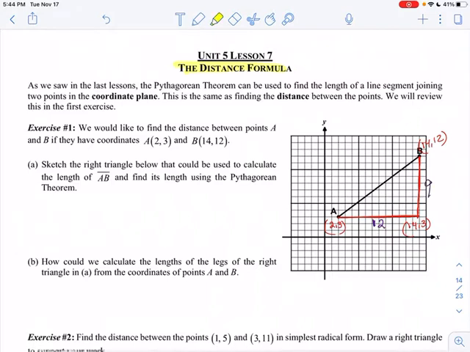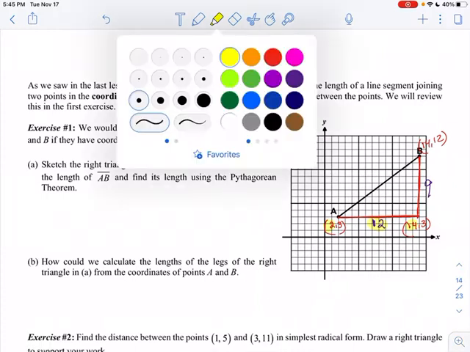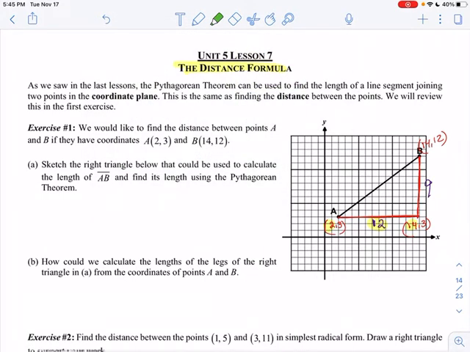Now, where did I get that from? I looked at my x's and I subtracted them, and that gave me the length of that horizontal line. 14 minus 2 is 12. And then for the vertical line, I subtracted my y's. 12 minus 3 is 9. But you can also just count it on the graph. The end result is I have a right triangle where that horizontal line is 12 and that vertical line is 9. I have that sketched on the graph, but I also just drew it here.